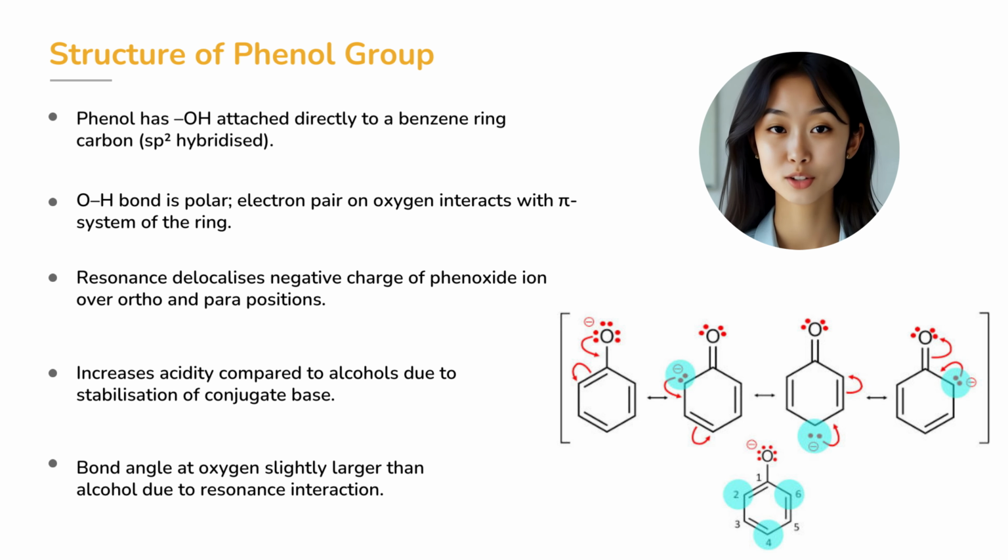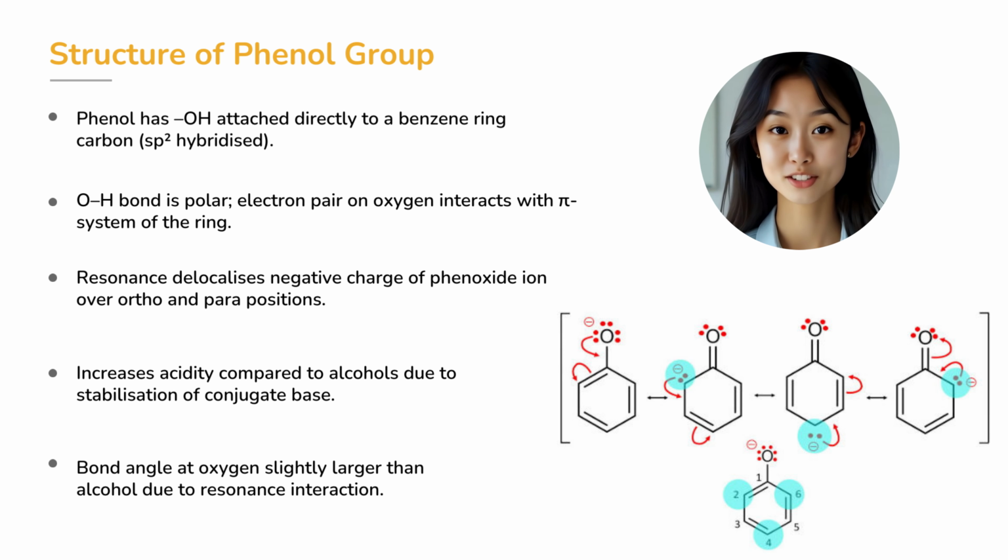Now let's look at phenols. Here, the hydroxyl group is attached directly to a benzene ring carbon, which is sp² hybridized. That changes everything. The O-H bond is still polar, but the lone pair on oxygen can interact with the pi electrons of the ring. When phenol loses a proton, it forms the phenoxide ion. Thanks to resonance, the negative charge is delocalized over the ortho and para positions of the ring.